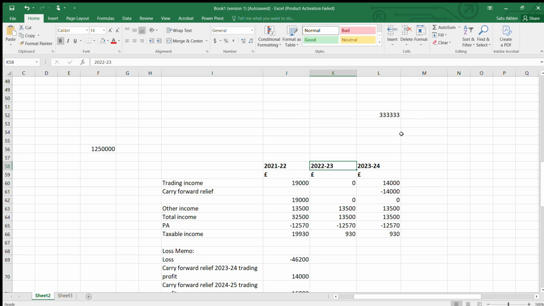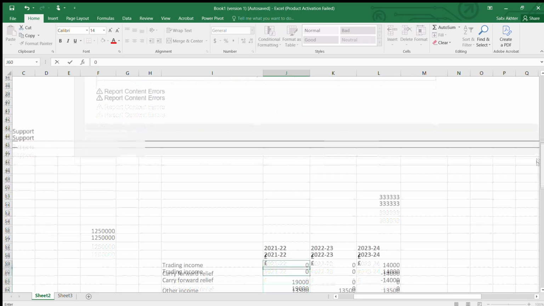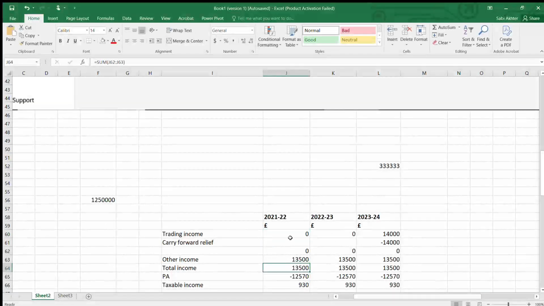So now, trading income. Here trading income is nil because he started trading when? From 1st April 22. So 22-23. In 21-22 he was an employee. That's why trading income is nil. Here 6,120. And here it is 7,630.